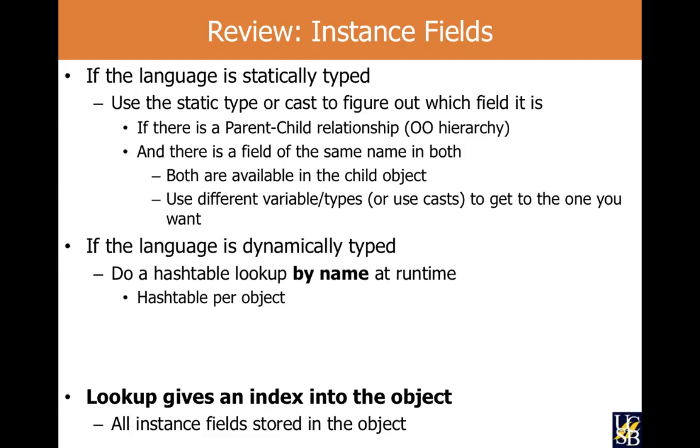If the variable type is child, we can access the child version. If we want to get to the parent field that's being hidden, we just cast the child type variable to the parent type to access that field. This is completely different from a dynamically typed language where we do all lookups by name and we have a hash table per object. We're going to focus on statically typed languages, Java in particular.